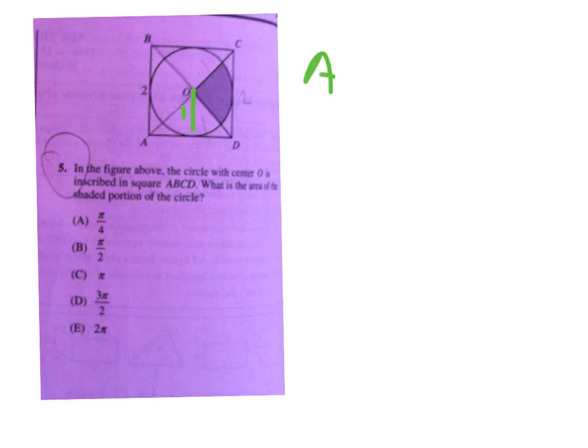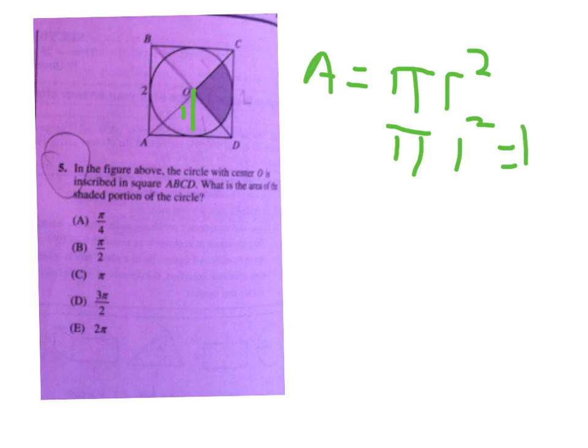So the area equals pi r squared. It'll be pi times 1 squared, which equals pi. But then there's cut into 4. Think about 4 slices of a pizza. It's going to be pi over 4.